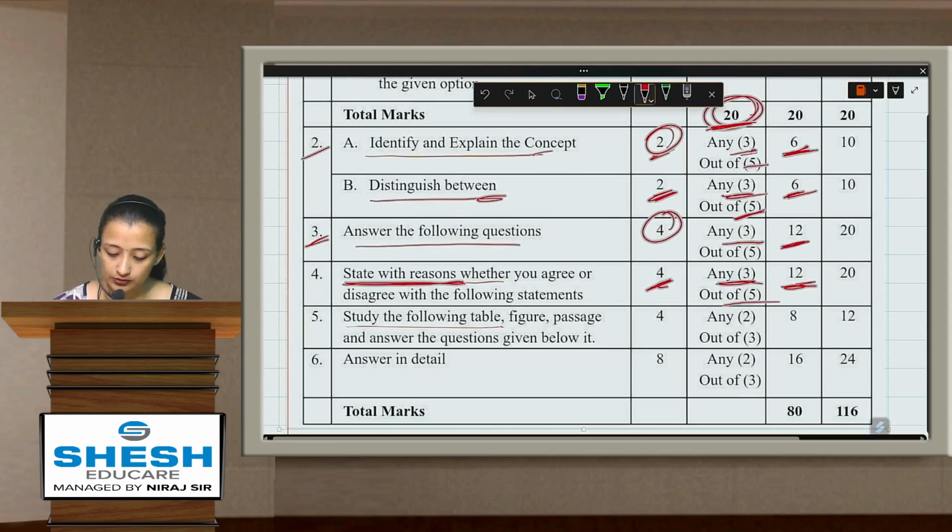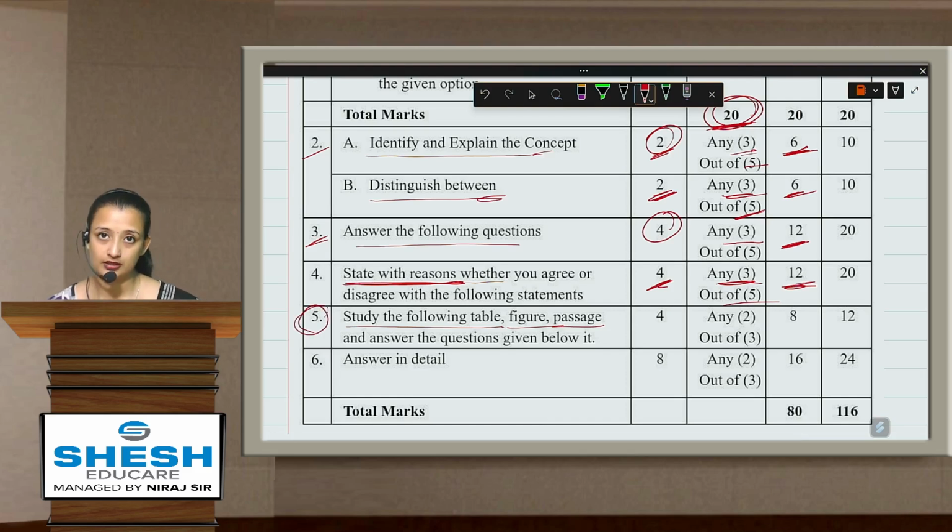Study the following table, figure, passage. Now this is again another easy question. You can get a figure, let's say you can get demand curves, or they might give you a table, demand schedule or something, or they might give you a passage. You have to read it or look at the figure or table, and you have to answer the questions that follow it. You have any 2 out of 3. 3 questions will be given, attempt any 2, 4 marks each, and 8 marks for this question. This question is very easy. Make sure to do it well.